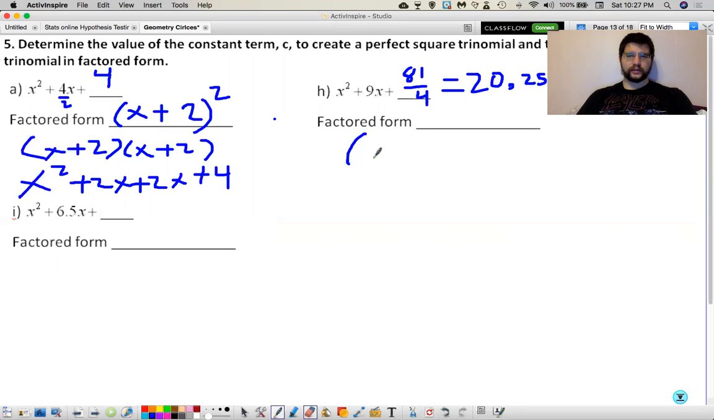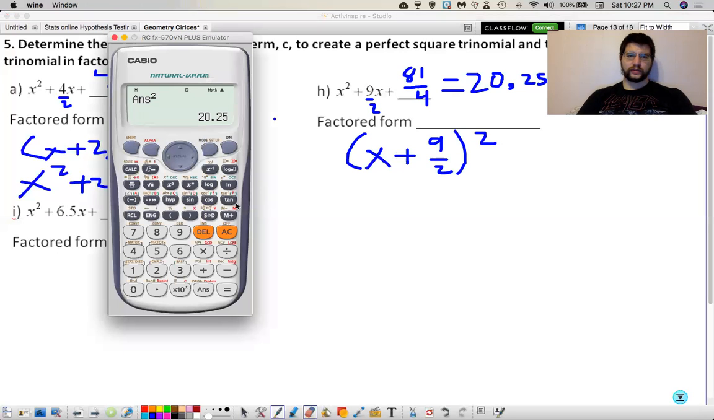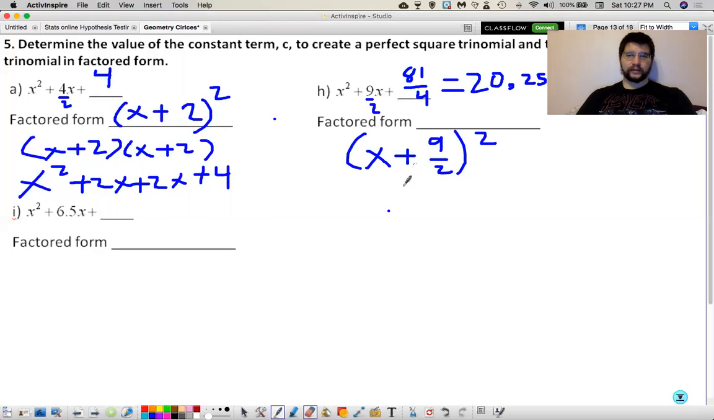So this is going to be x. It's positive. And then I just said it's going to be whatever this over 2 is. So it's 9 over 2 squared. 9 over 2, if you want, is 4.5. So you can write 4.5 there if you want. I'm going to leave it like that.